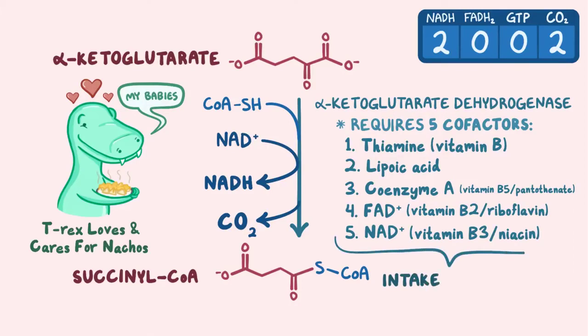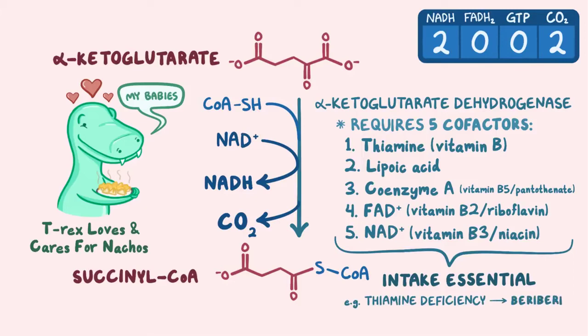So adequate intake of these vitamins is essential, because deficiencies can disrupt the citric acid cycle and impact overall health as a consequence. For example, thiamine deficiency can lead to a disease called beriberi, in which the central nervous system and then the heart can't work properly. Likewise, niacin deficiency can cause a disease called pellagra, characterized by the 4 Ds: diarrhea, dermatitis, dementia, and if the deficiency isn't corrected, death. Yikes.